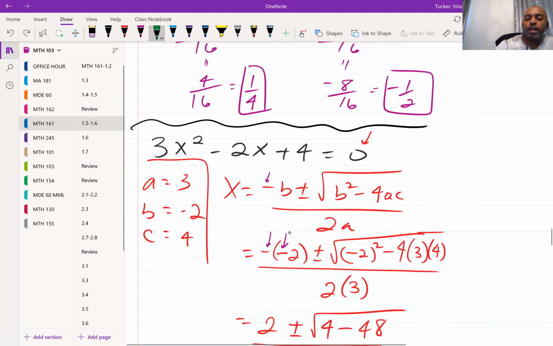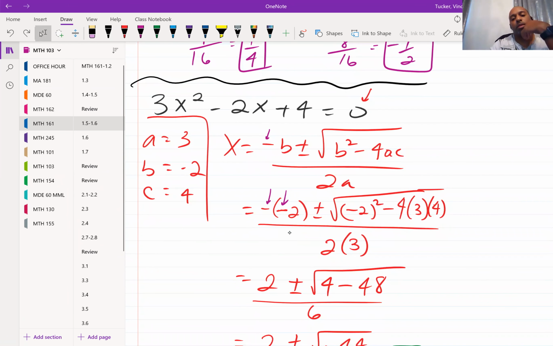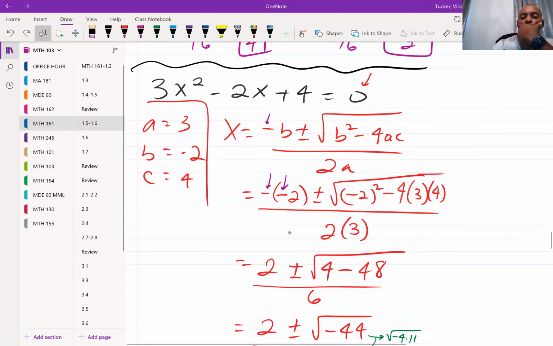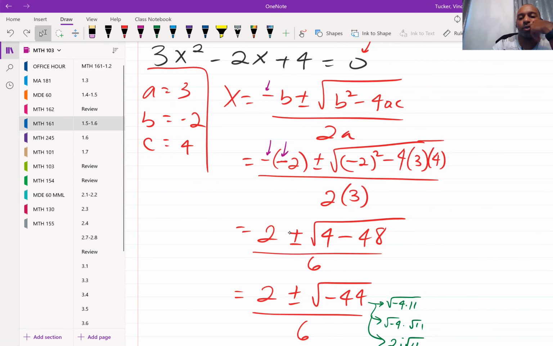All right, negative to negative is positive, so we have +2. Under the radical, -2 squared is 4. Then we have -4 times -3 times 4, which is -48. Under the radical still, we have 4 minus 48, which is negative 44.